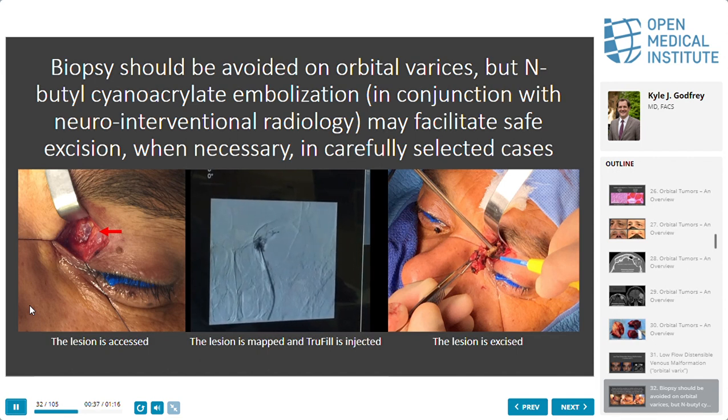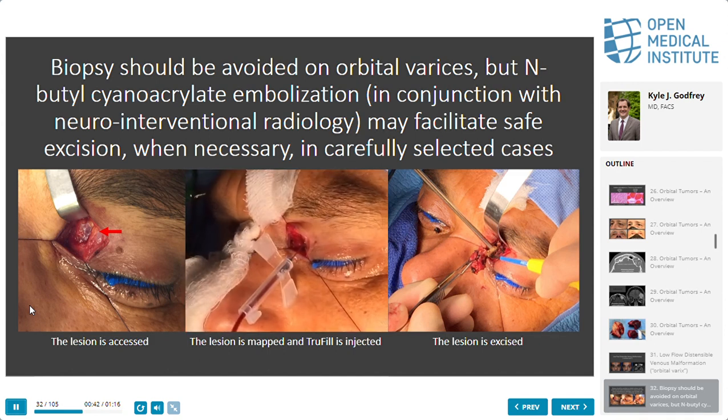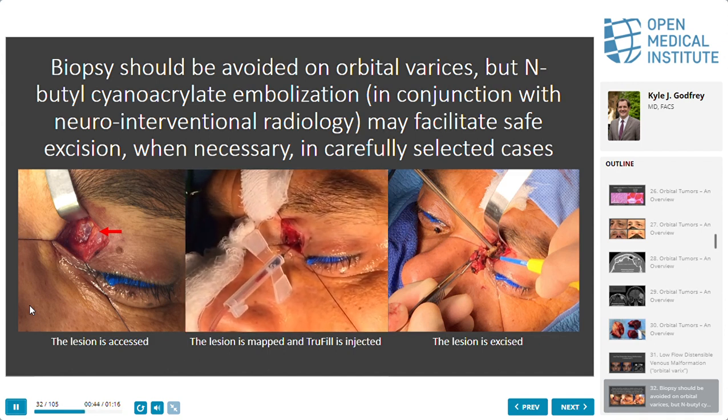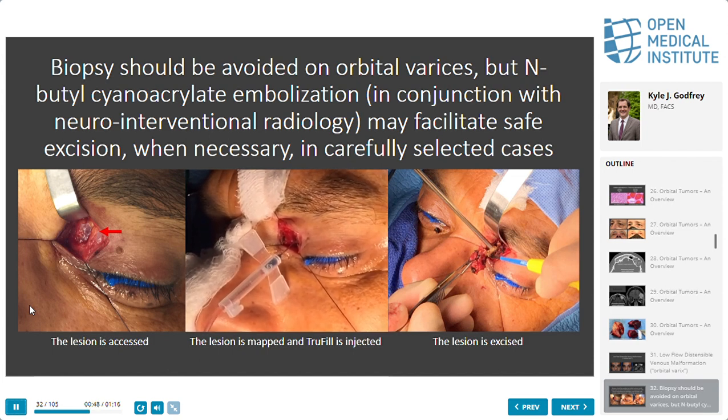Once that glue solidifies, it becomes a solid mass that you can effectively remove. But I think from your perspective at this stage, these are definitely lesions you don't want to biopsy when you see them presenting clinically, and have a high index of suspicion.